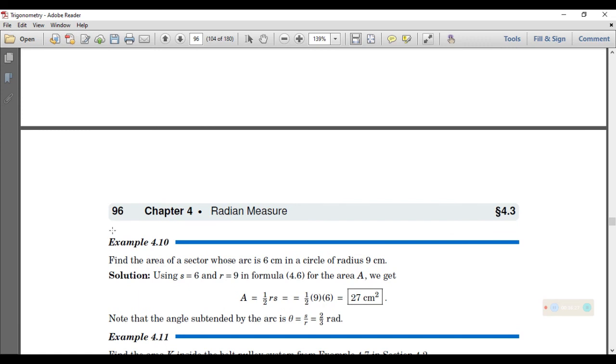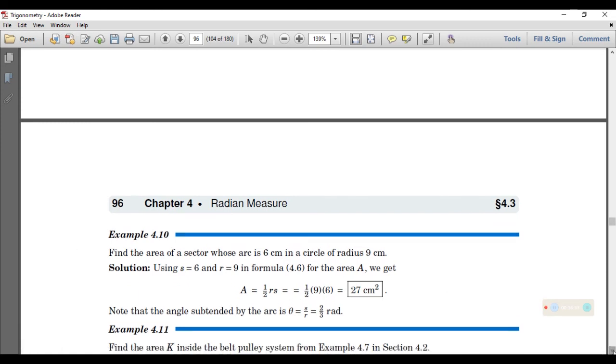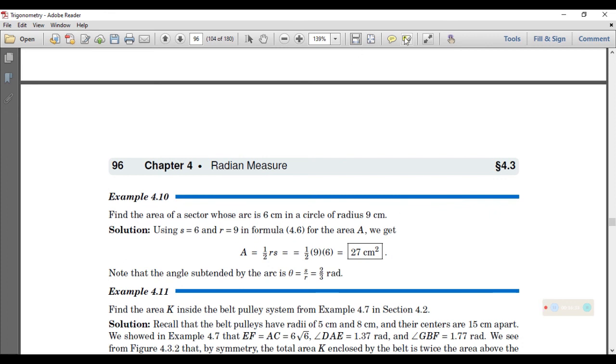So, let's use it in an example. I will not solve it step by step; I will just run you through it. So, find the area of the sector whose arc is 6 centimeters in a circle of radius 9. So, our arc is given by the value 6. Our radius is given by the value 9. For finding the area, we will use this formula.